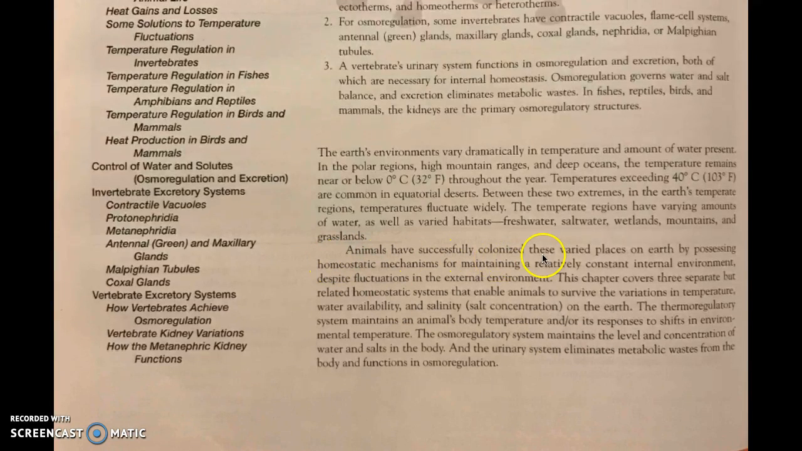Animals have successfully colonized these varied places on Earth by possessing homeostatic mechanisms for maintaining a relatively constant internal environment despite fluctuations in the external environment. Okay, so that's a lot of information in one sentence, and I wasn't totally sure what the author was stating, so let me go back and reread that portion of the sentence again. Animals have successfully colonized or taken over these varied or different places on Earth by possessing homeostatic.